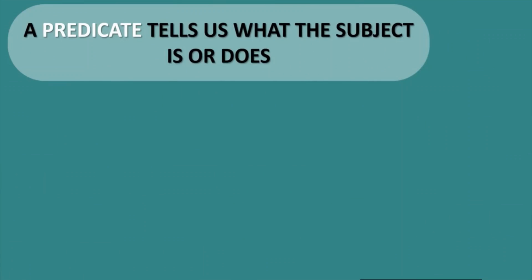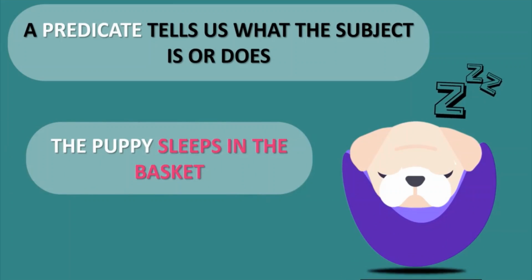A predicate tells us what the subject is or does. It usually begins with a verb. Now here, the puppy sleeps in the basket. So, what does the puppy do? Sleeps in the basket. This is the predicate. And the subject here is, who sleeps in the basket? It is the puppy.